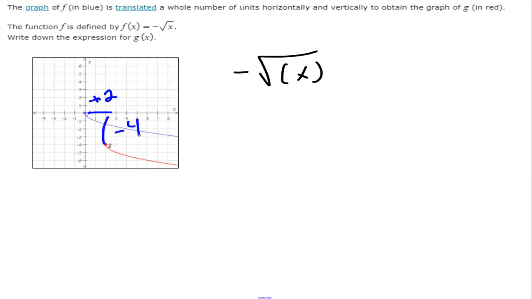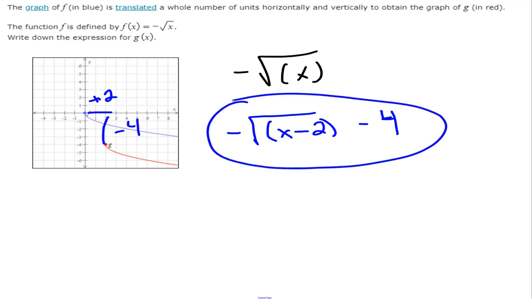So remember what I said in the last problem. We're always going to do the opposite to the x. So in this problem, I have the negative square root. Inside my parentheses, I'm going to put -2, because I do the opposite of it. And then outside the whole problem, I put -4, because I'm going down on the y. And that is my final answer.